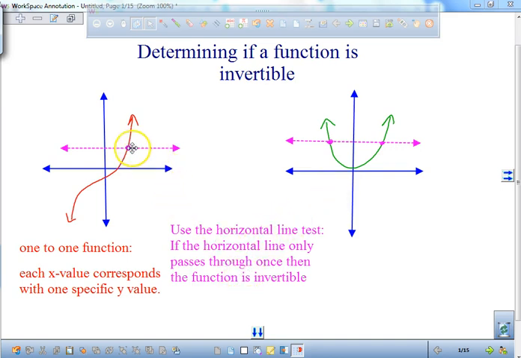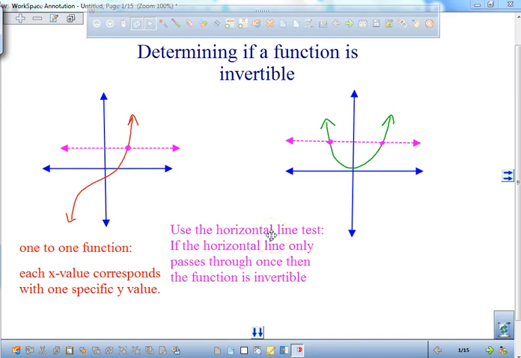So if it passes through once, we know that this function is a one-to-one function, where each x value corresponds with one specific y value, and that would be an invertible function. This one is a function, it's just not invertible because it has two different x values for the same y value. So you probably would want to pause the video and draw these graphs so that you understand the concept of the horizontal line test.